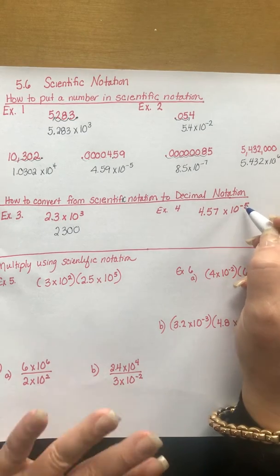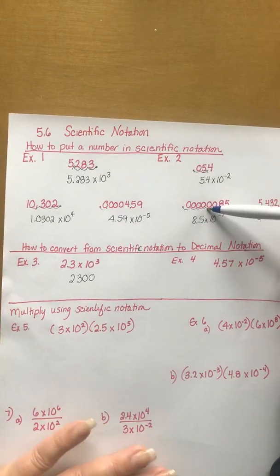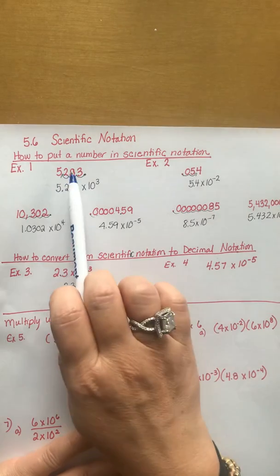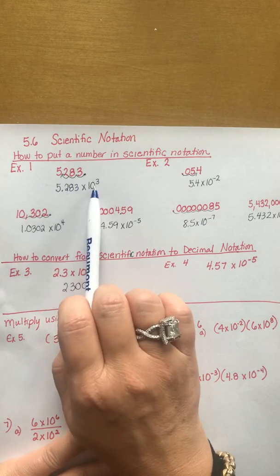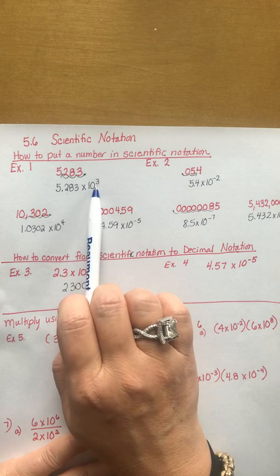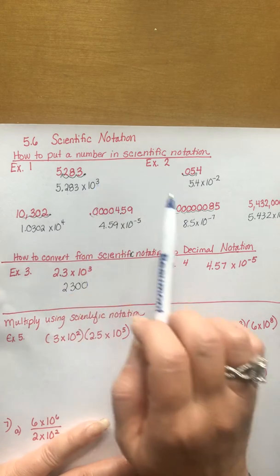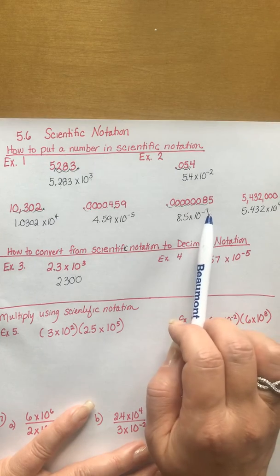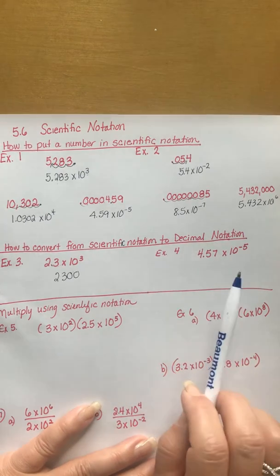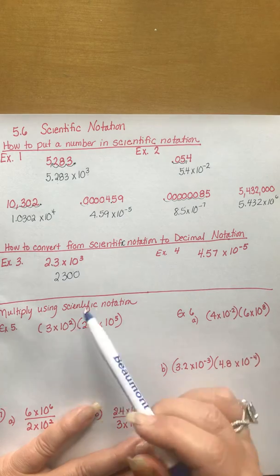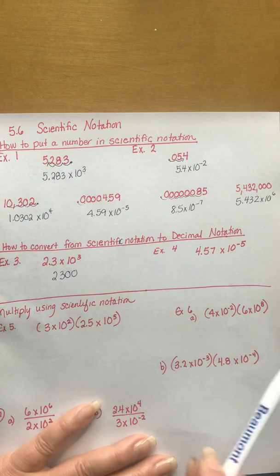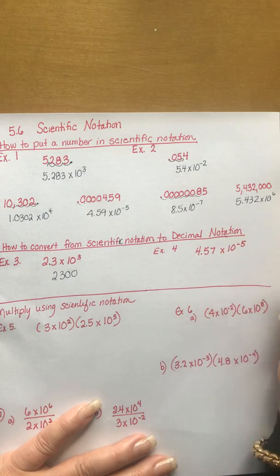So all this looks like it's opposite. So if it's a big number, you're going to make your exponent positive. If it's a small number, it's a negative exponent. And then these ones are the opposite. If it's a negative exponent, you're going to the left. If it's positive, you're going to the right. Hopefully you can understand that.